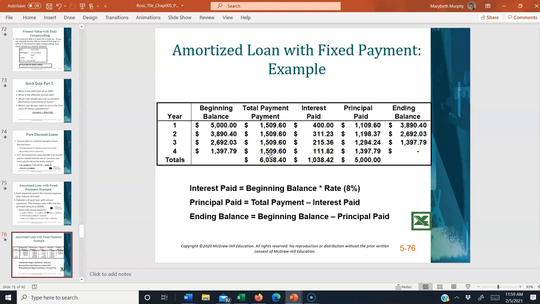Subtract that from the total payment to give us the principal paid of $1,397.79. And our ending balance is 0. We've paid off the loan.